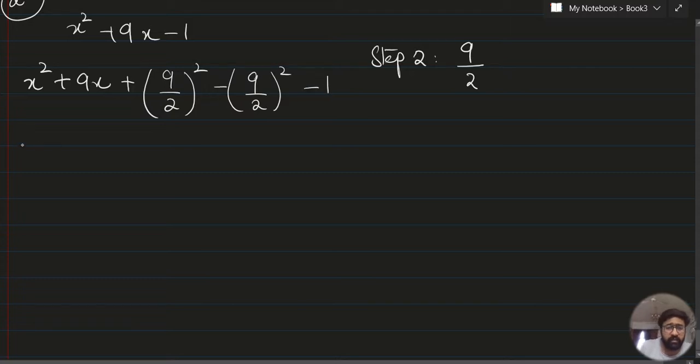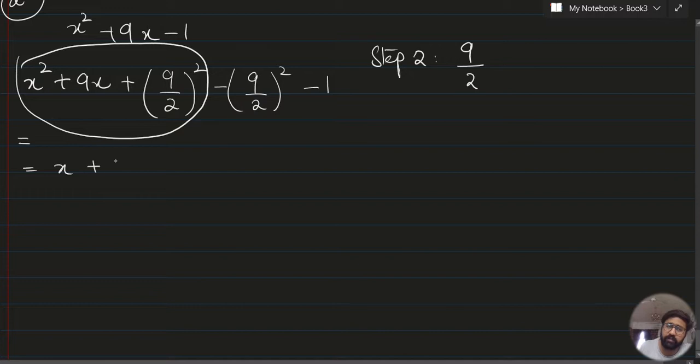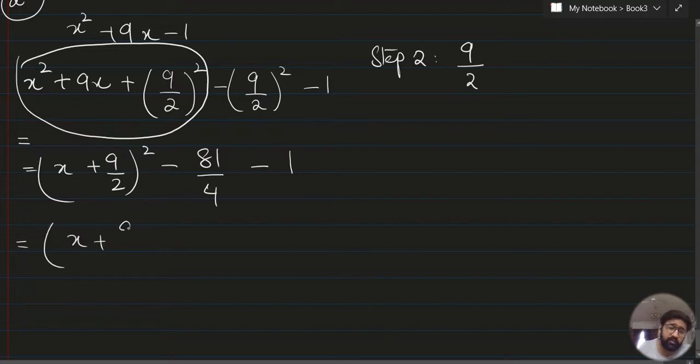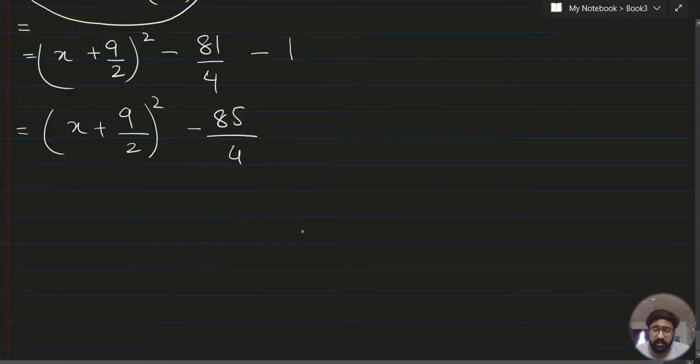So this is it. This is an identity. The first three terms are making an identity over here. So it is going to be x plus 9 over 2, the first identity. And the remaining is going to be minus 81 over 4 minus 1. So if we simplify, we are going to simplify and make the denominator the same. So 85 over 4, by making the denominator the same and then simplifying it further.